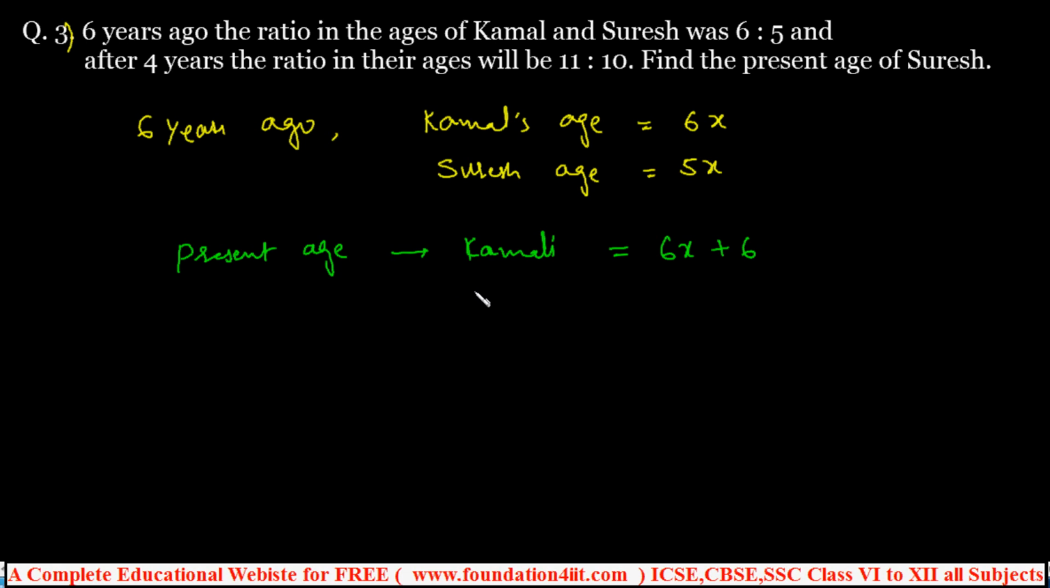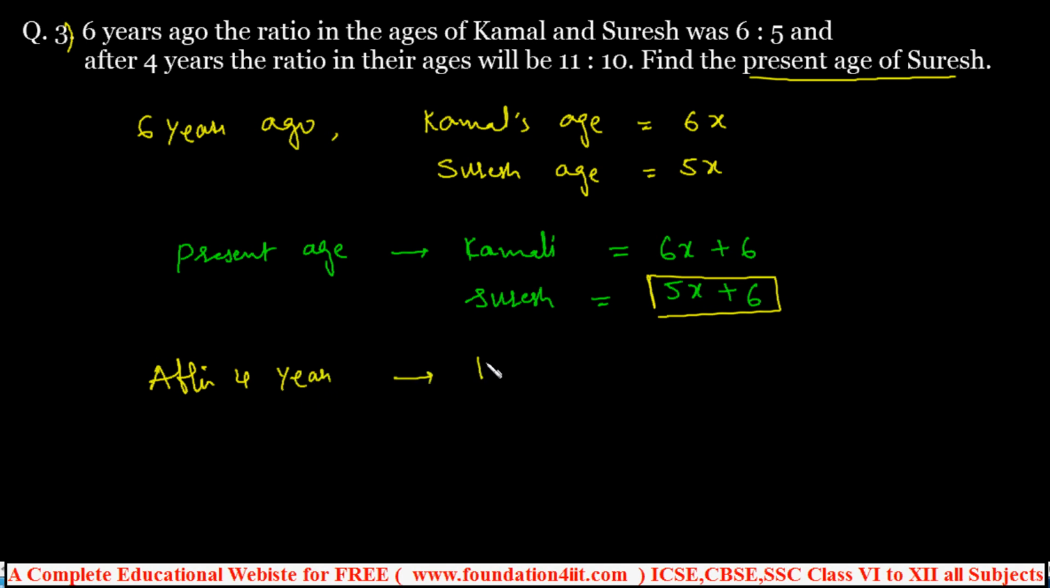So the present age of Suresh: 6 years ago he was 5x, now plus 6. This is the present age. If we find this value, our problem is solved. We need to find 5x plus 6, because they asked only for the present age of Suresh. But one more condition is given: after 4 years.